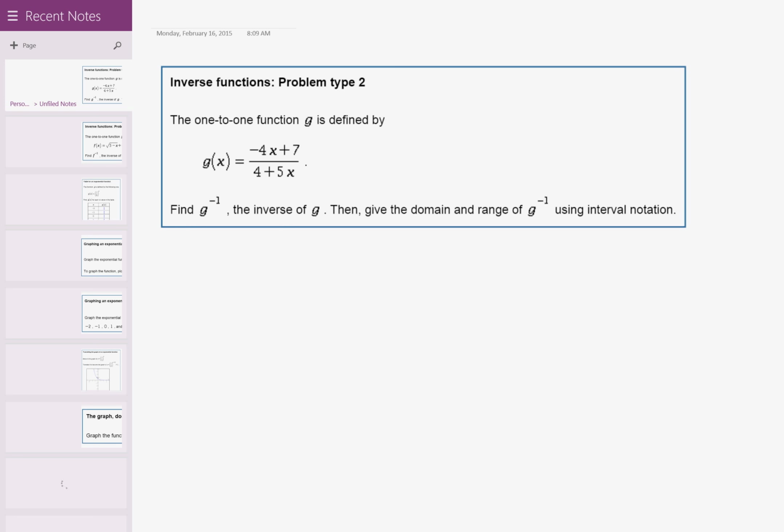Okay, I'm told that g of x is a one-to-one function and I want to find its inverse, and then give the domain and range of g inverse using interval notation.